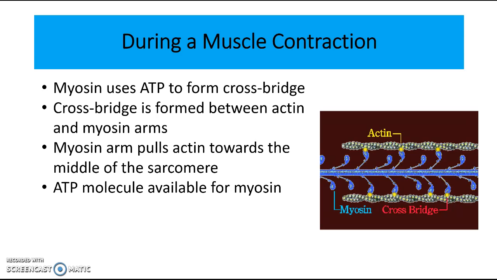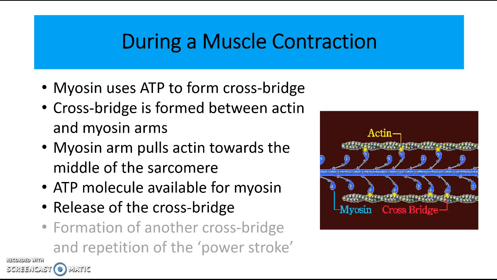So the process of hydrolysis has meant that the ATP has been used and broken down into adenosine diphosphate, which is ADP, and a single phosphate. Therefore, the myosin arm needs more energy, so it needs a new ATP molecule. Once a new ATP molecule is available, the myosin releases from the cross bridge and gains the ATP. Once it's energized, the myosin arm will be able to rebind with another actin binding site and repeat the power stroke process.